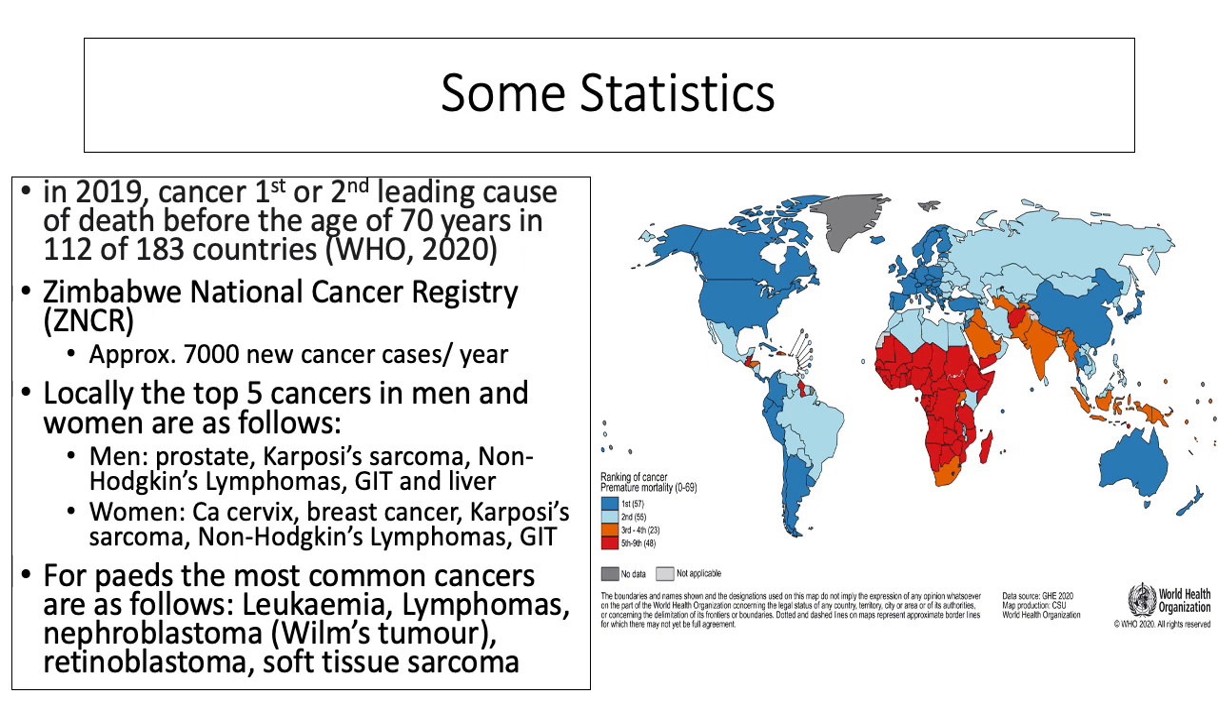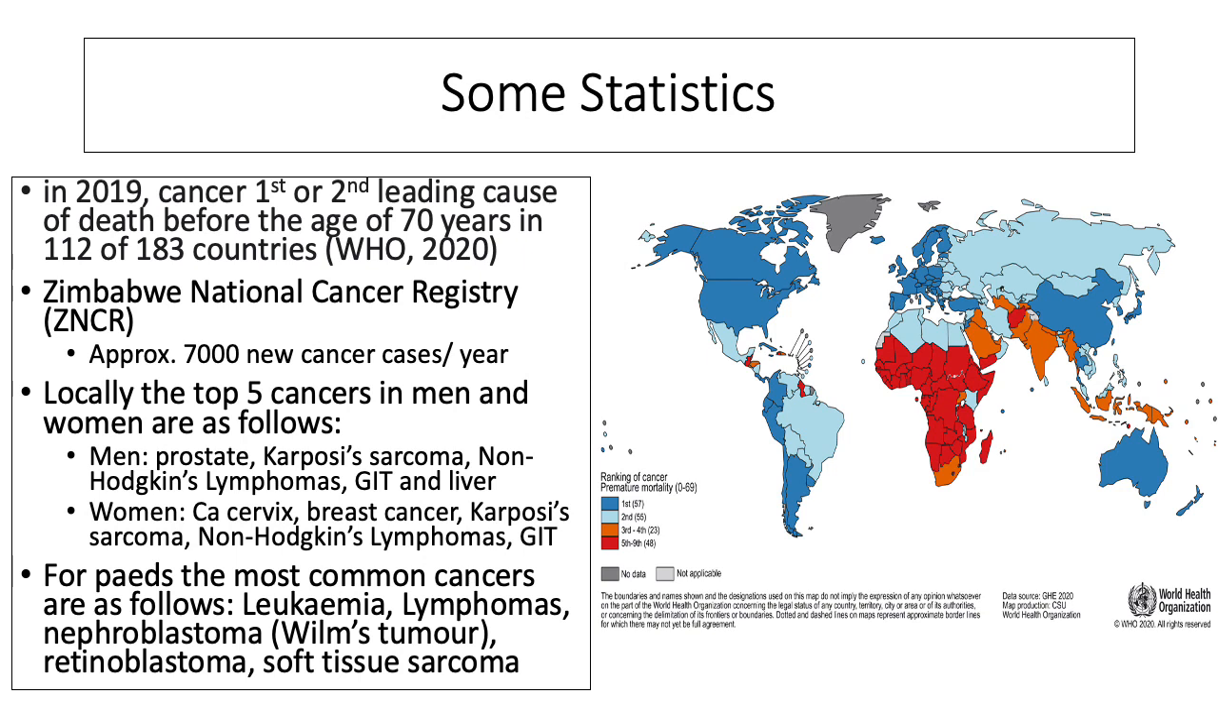Statistics, and coming closer to home. In the year 2019, according to a WHO publication, cancer was the first or second leading cause of death before the age of 70 years in 112 of the 183 countries where data was available. That's actually pretty significant. And in Zimbabwe, the Zimbabwe National Cancer Registry approximates that we have approximately 7,000 new cancer cases each year. That's pretty significant. And then looking at Zimbabwe, the top 5 cancers in men and women are as follows.